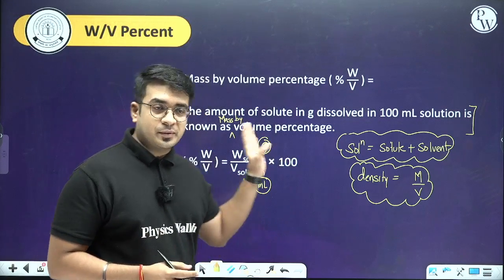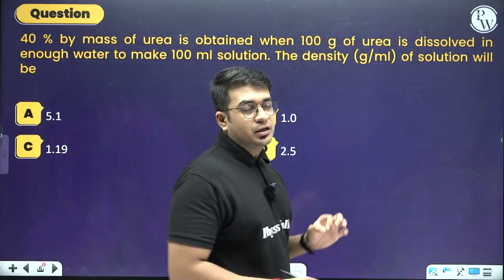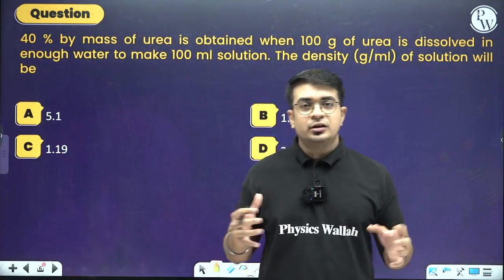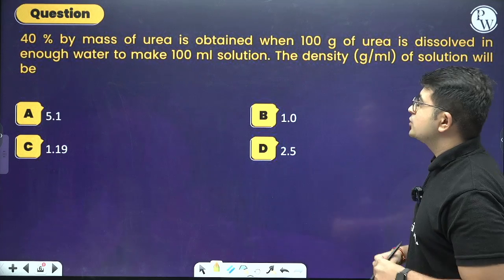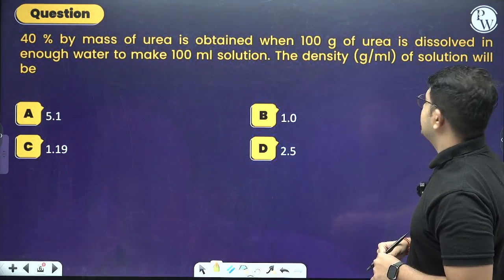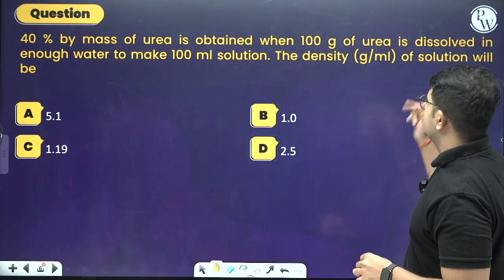I hope this part is clear. Now let's talk about a very simple question related to all the concentration terms altogether. The question says: 40% by mass of urea is obtained when 100 gram of urea is dissolved in enough water to make 100 ml solution. The density of the solution will be.